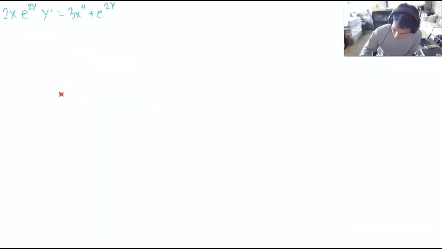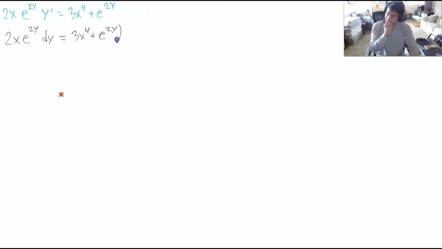Okay, so let's try to solve this differential equation again, and hint, it's going to be an exact differential equation. Nonetheless, 2x e to the 2y, and then we'll write this as dy, and then we're going to multiply the other side by dx, 3x^4 plus e to the 2y dx. Okay. There we go. They're loaded in finally.